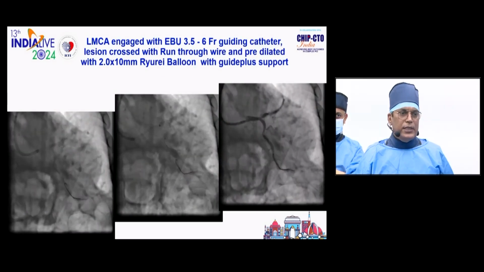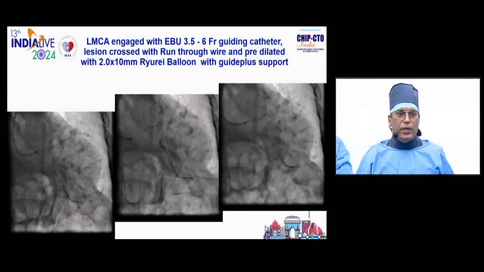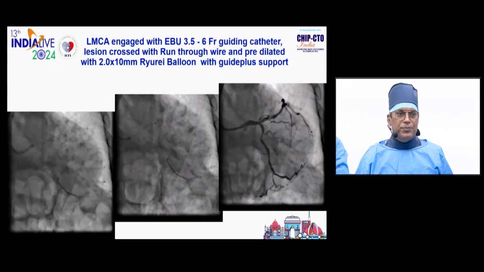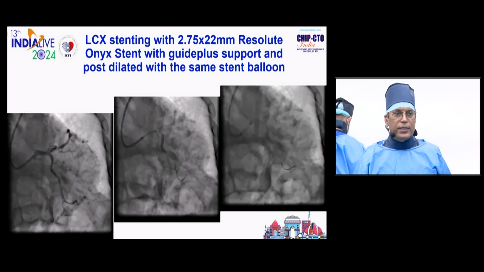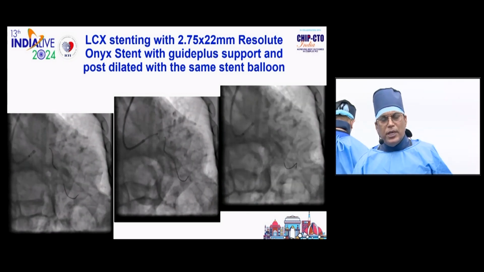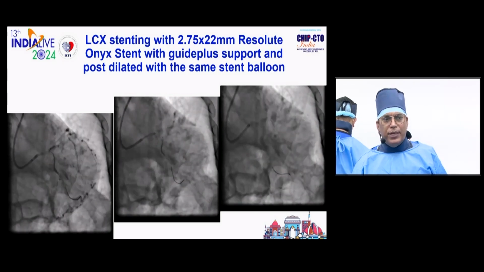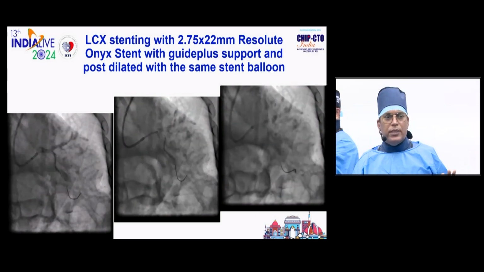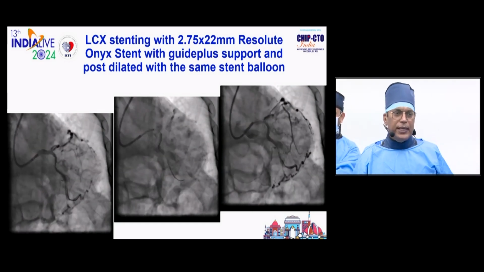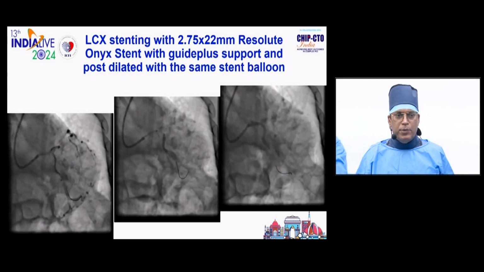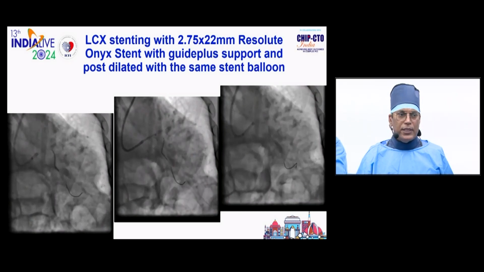Again in the LCX, there is a lot of tortuosity and a thick fibrotic lesion. Then we placed a guide plus into the LCX ostium. After multiple dilatations, a 2.75 by 22 mm Onyx was implanted. Here the ostium appears to be fine, with no significant disease of the left circumflex. Our intention is to avoid the 2-stent technique, because compared to provisional stenting, the 2-stent technique is associated with an increased MACE rate. That is why we spared the left circumflex, because it appears fine. So we covered only the left circumflex critical lesion.